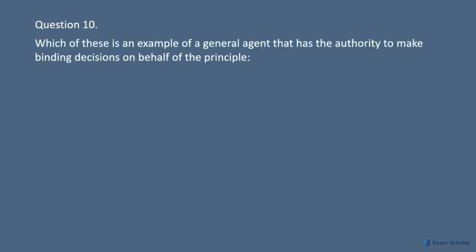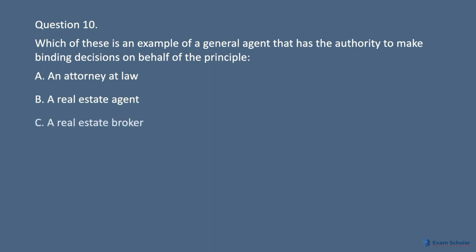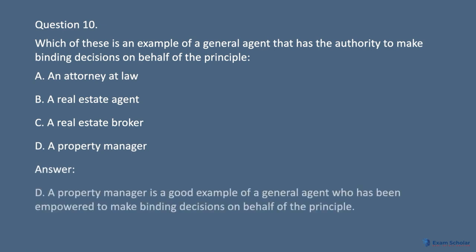Question 10. Which of these is an example of a general agent that has the authority to make binding decisions on behalf of the principal? A. An attorney at law. B. A real estate agent. C. A real estate broker. D. A property manager. Answer: D. A property manager is a good example of a general agent who has been empowered to make binding decisions on behalf of the principal.